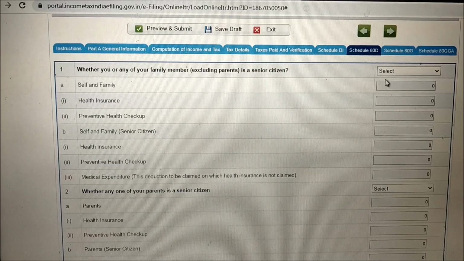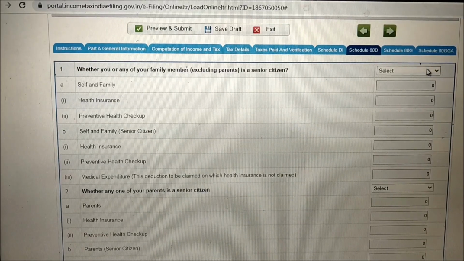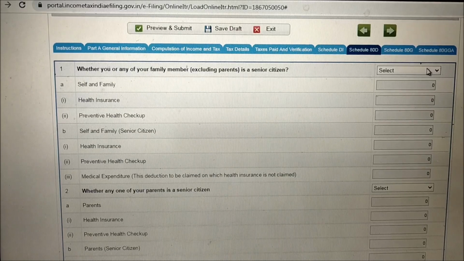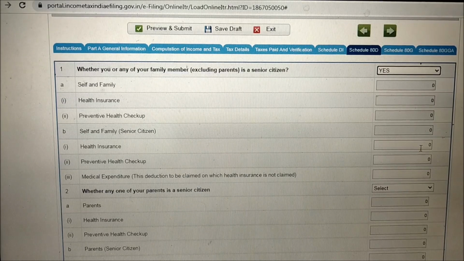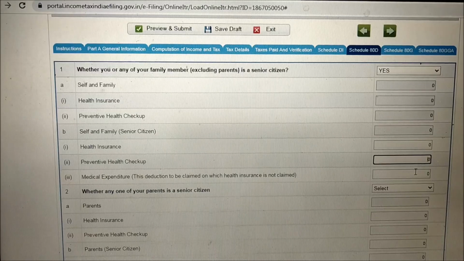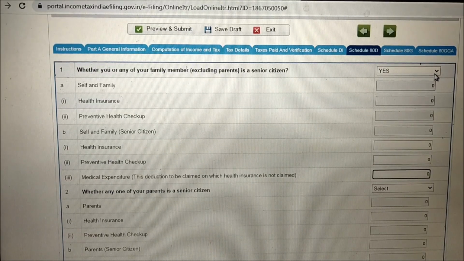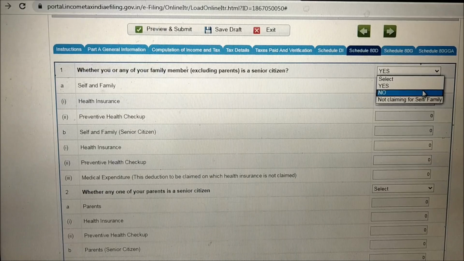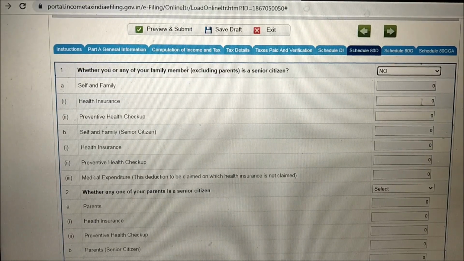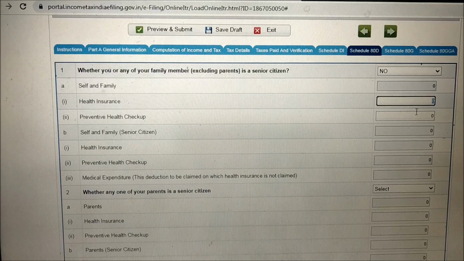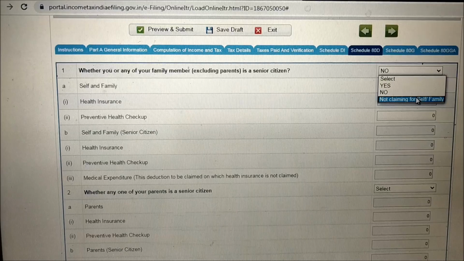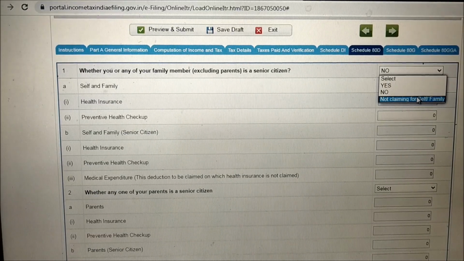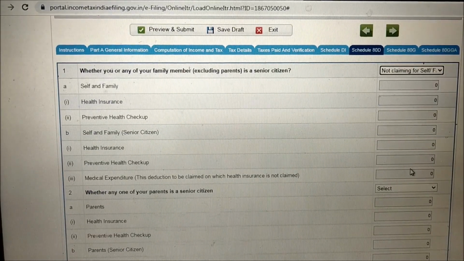Now look, whether you or any of your family members excluding parents is a senior citizen. If yes, then you can find here 3 tabs: health insurance, preventive health checkup and medical expenses. If not a senior citizen, then only 2 expenditures can be deductible: health insurance and preventive health checkup. And if you wish not to claim this, then put no, and all the tabs are inactive.